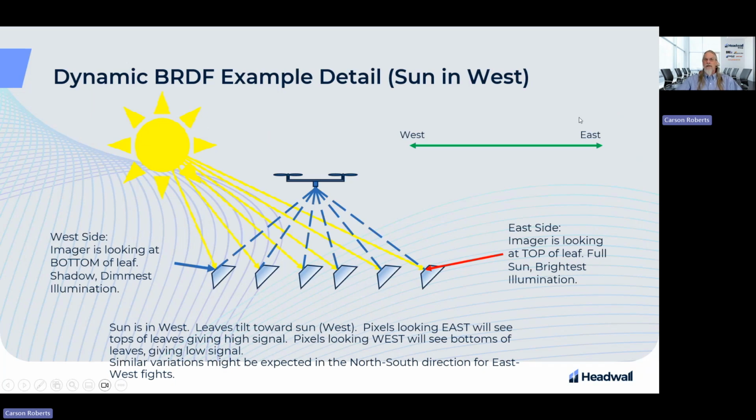So let's look at that example where the sun is in the west. Here's the west, here's the east. The sun is here, the leaves are tilted towards the sun, and so these top surfaces of the leaves are all illuminated. On the east side, the imager is looking at the tops of the leaves. Those are going to be bright. On the west side, the imager is looking towards the bottom of the leaves, and those are going to be dark. And we should see similar variations in the north-south direction for east-west flights.